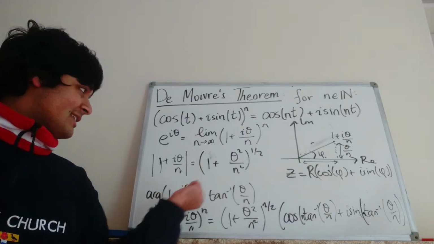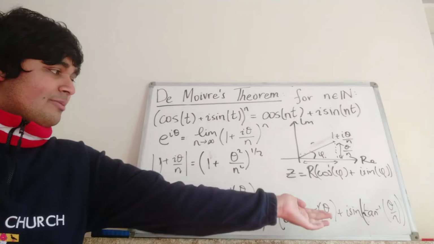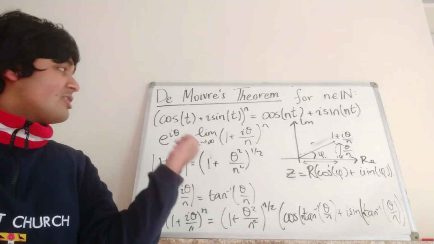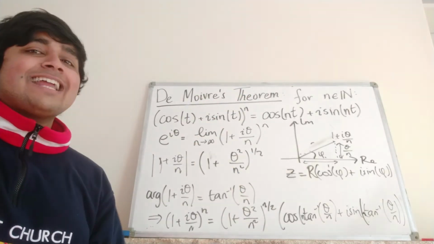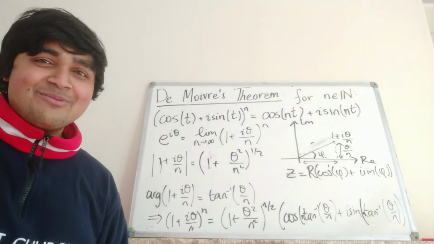So if we express the complex number 1 plus i theta over n to the power of n in this form here, let me clean up the whiteboard, bring this to the top, and then we'll compute its limit as n goes to infinity, and from that we'll get not de Moivre's theorem, Euler's formula.